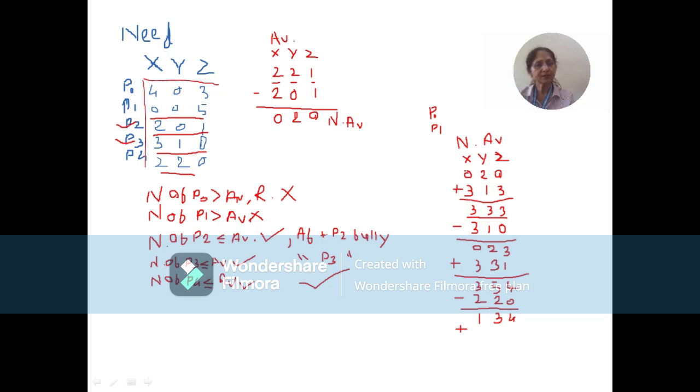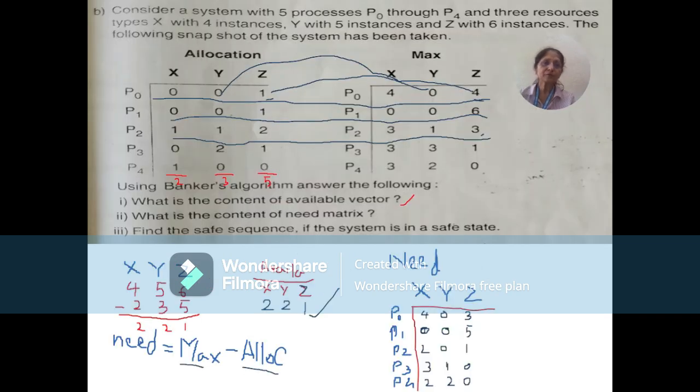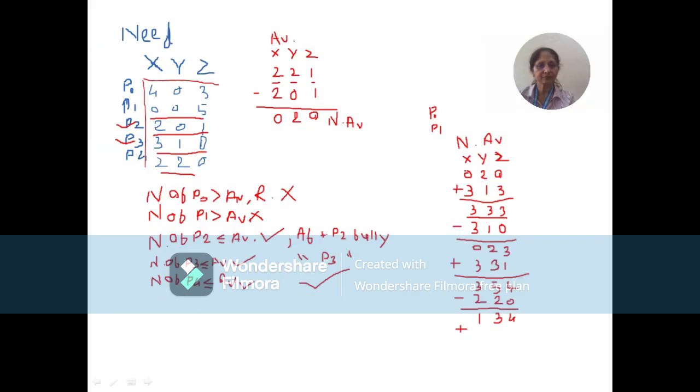So let us go and see what was the max of P4. Max of P4 is 320. So let's add. What is the new available? 3 plus 1 is 4, 3 plus 2 is 5 and 4 plus 0 is 4. So we have X 4, Y 5 and Z 4.